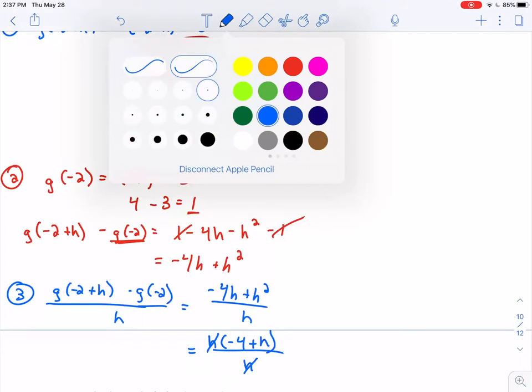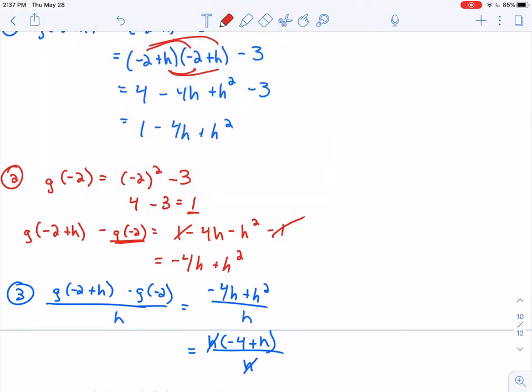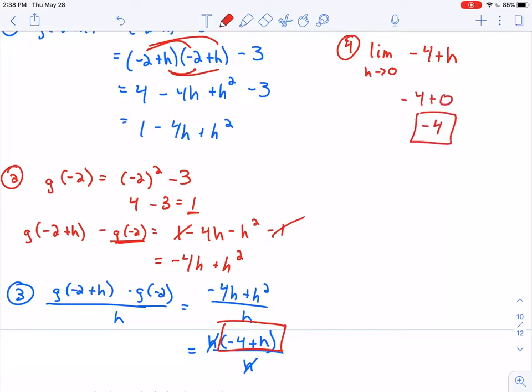So to finish this problem up, for my step 4, I take the limit of whatever I'm left with: the limit as h approaches 0 of negative 4 plus h, because that was what I was left with at the end of step 3. Here this works out really nicely. I just plug 0 in for h, so negative 4 plus 0 gives me negative 4 as my limit.